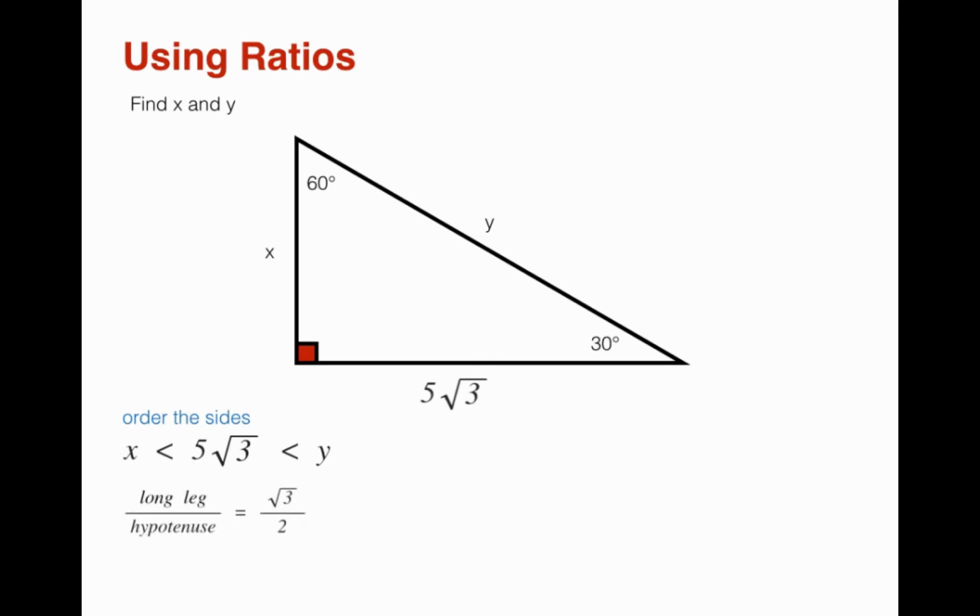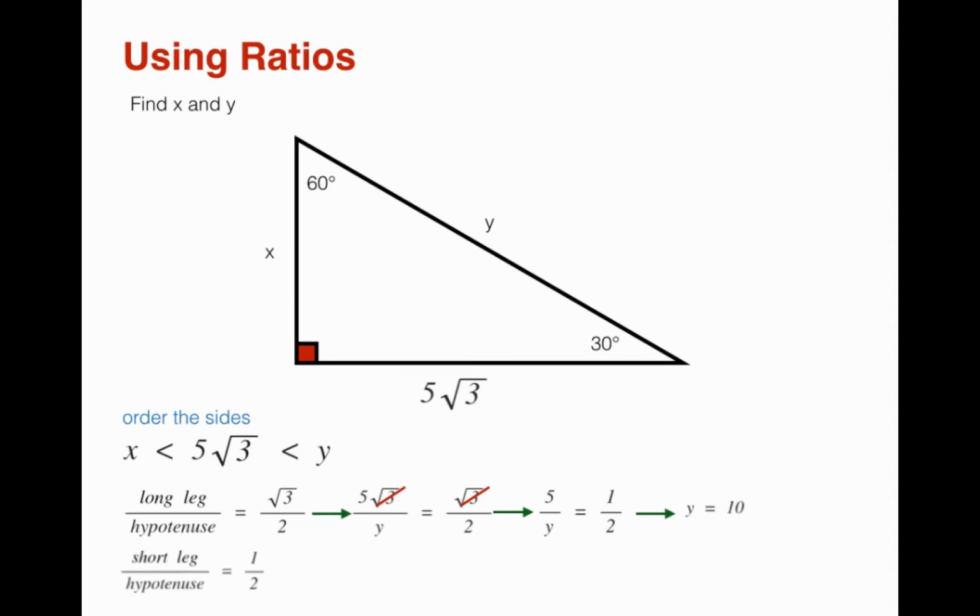Now I use this fact. The long leg divided by the hypotenuse will always be the square root of 3 over 2. This means that 5 square roots of 3 divided by y will equal the square root of 3 over 2. The rules of algebra say I can divide out the common factor of square root of 3. This now gives me the equation 5 over y is equal to 1/2. Now I'm going to cross multiply. y is 10.